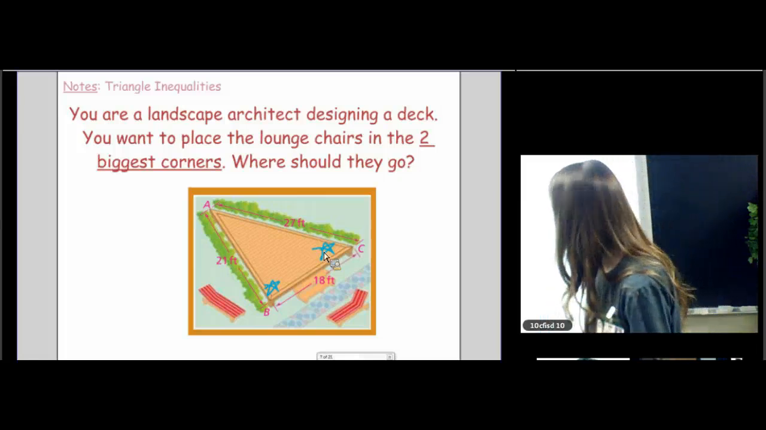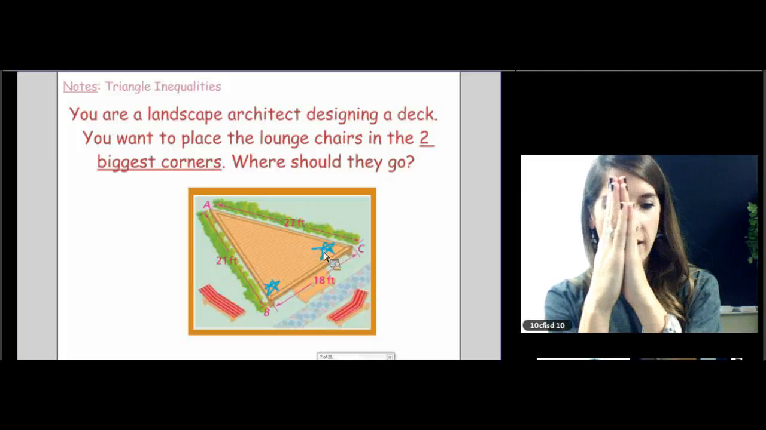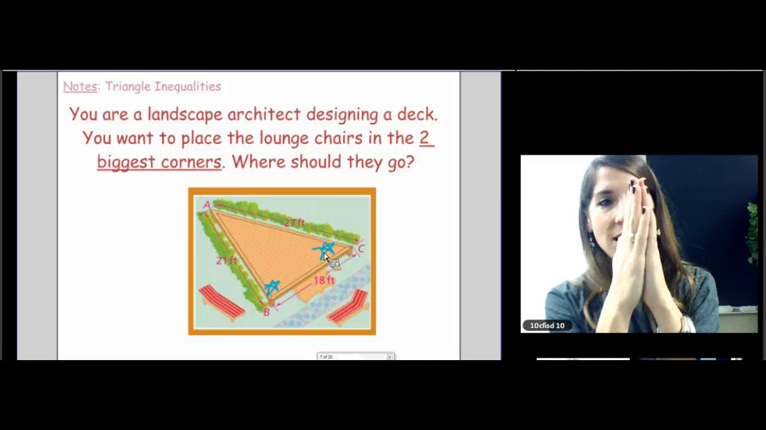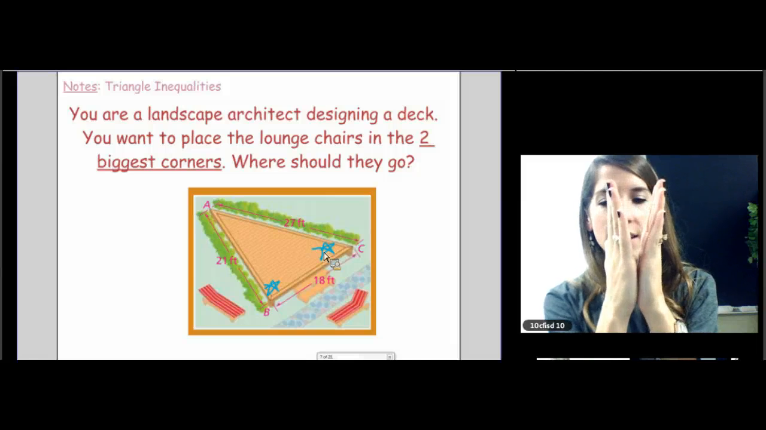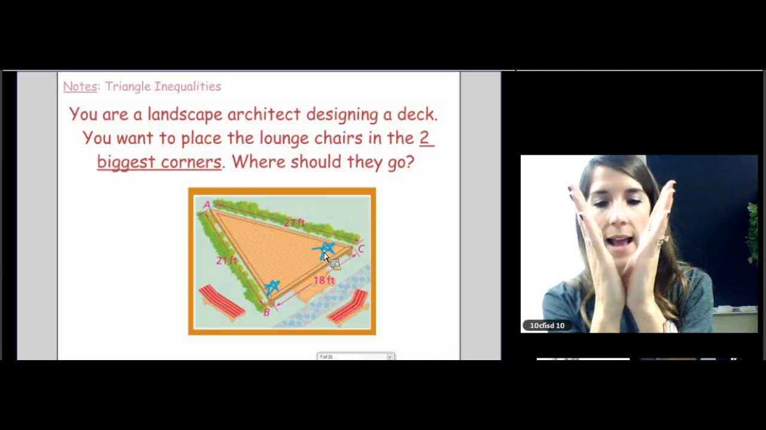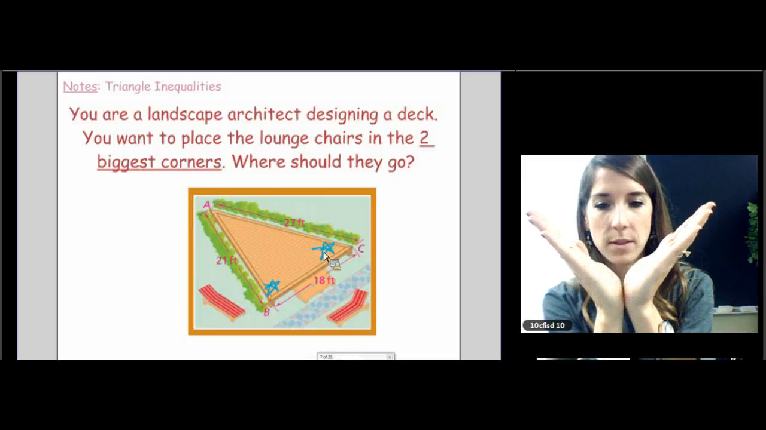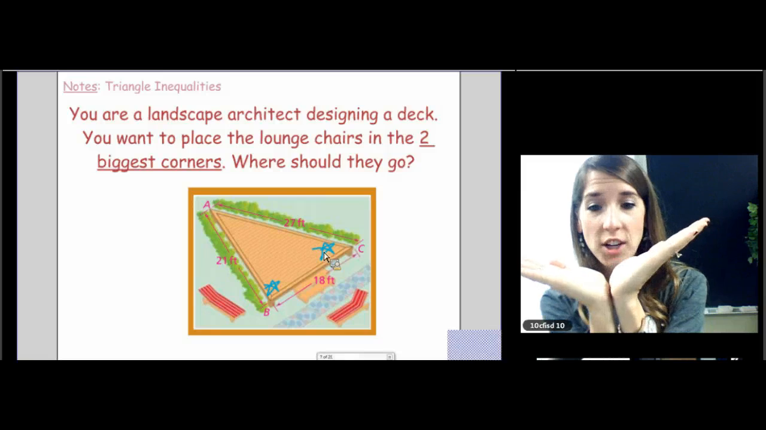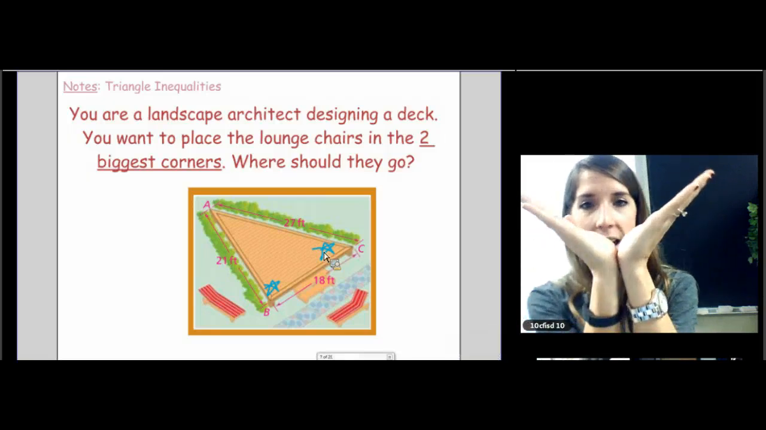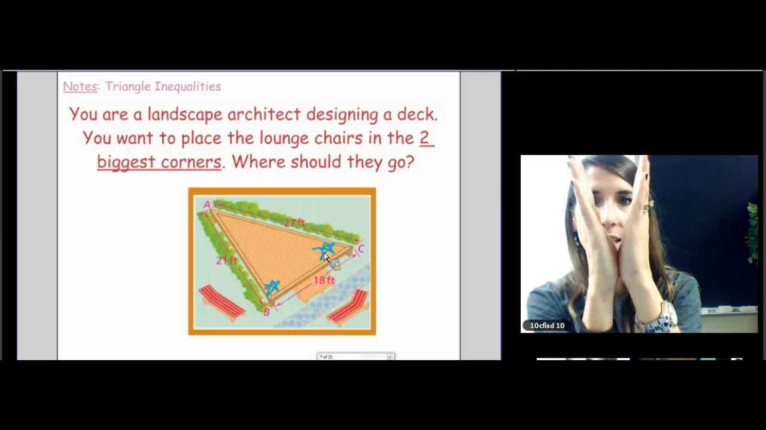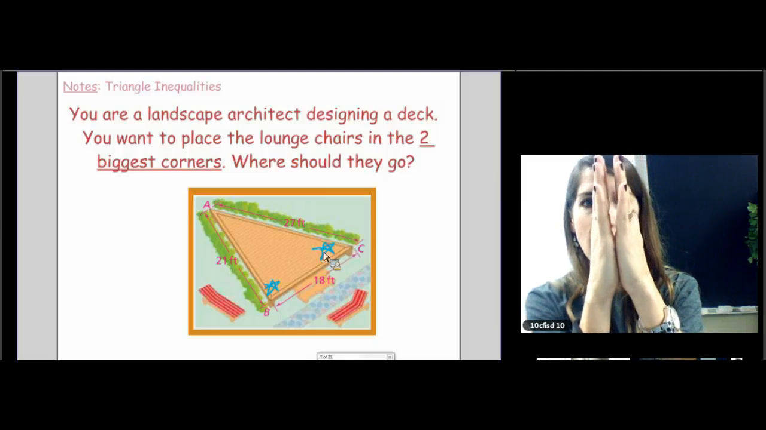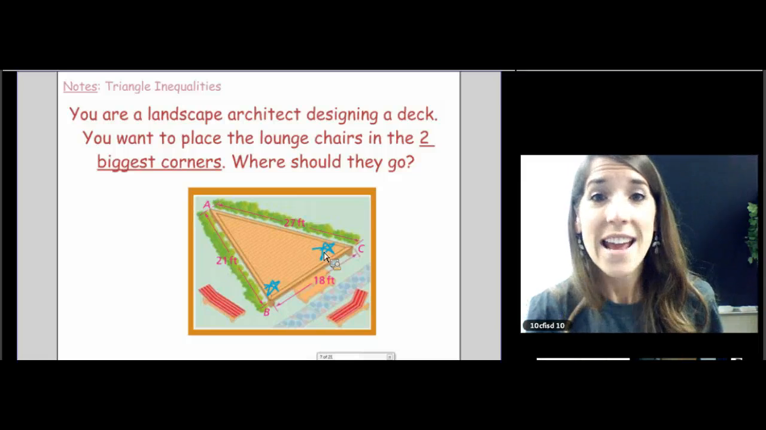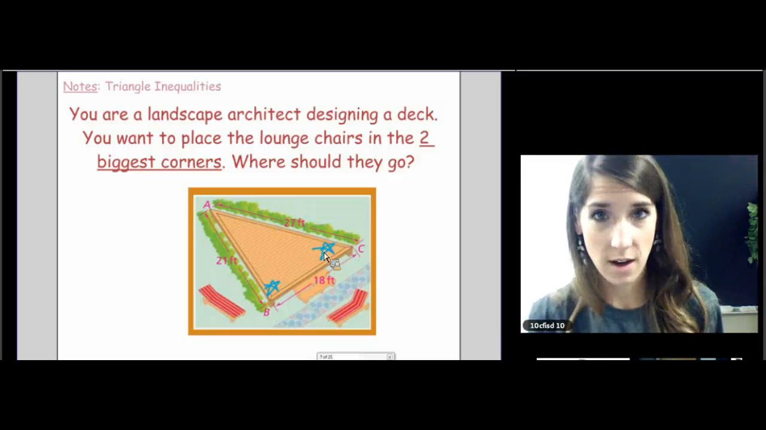Put your hands together like this, like you're praying, I guess. As you open your hands, as the angle gets bigger, what happens to the distance between your fingertips? The distance gets larger as the angle gets bigger, right? As the angle gets smaller, what happens to the distance between your fingertips? The distance between your fingertips gets smaller. It's a direct relationship, right?